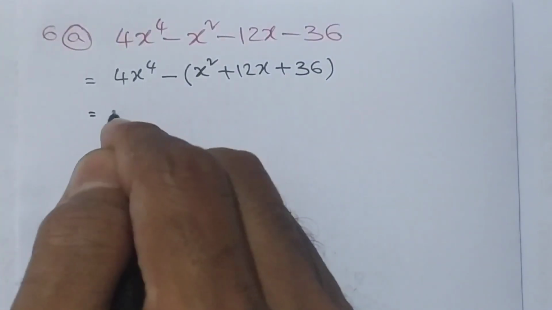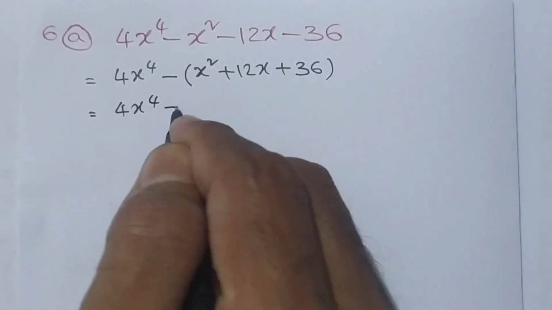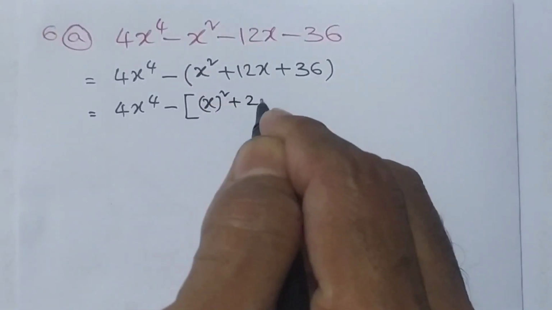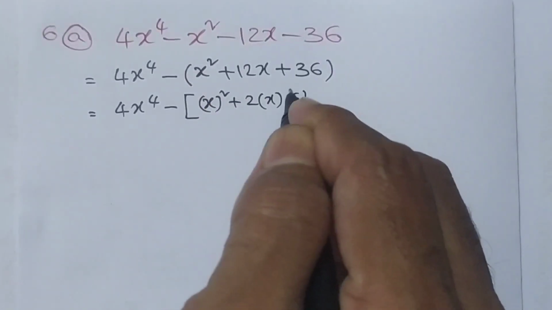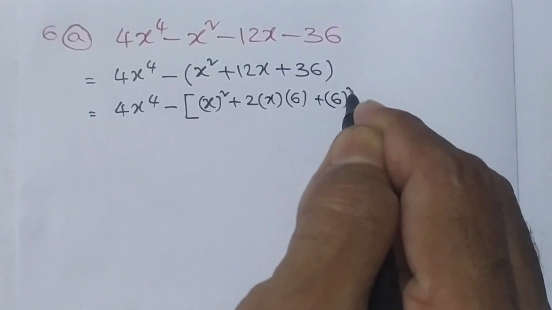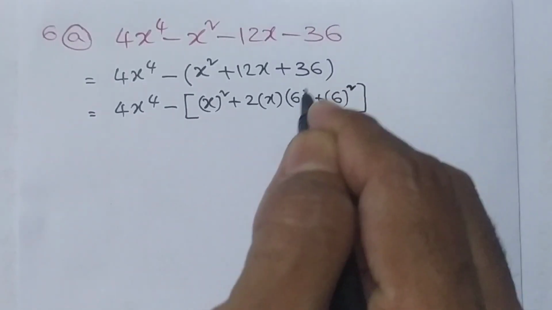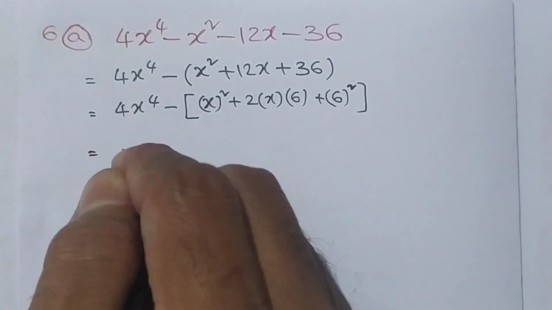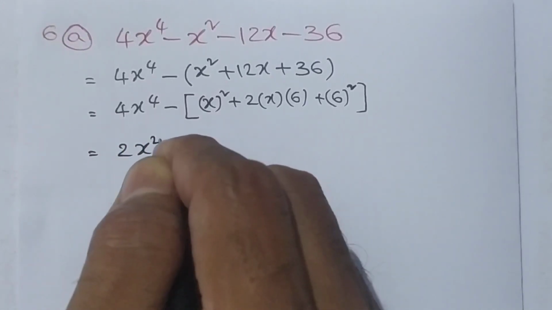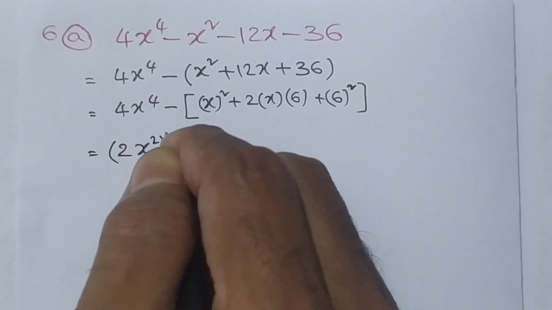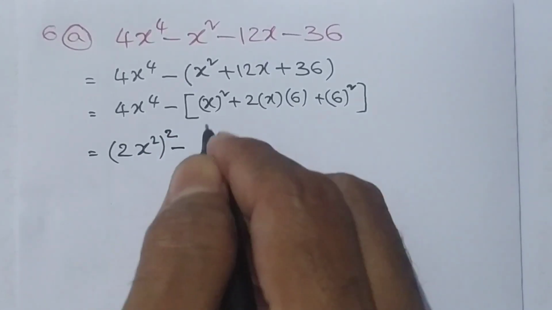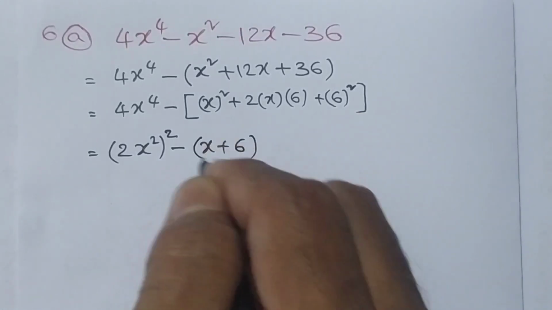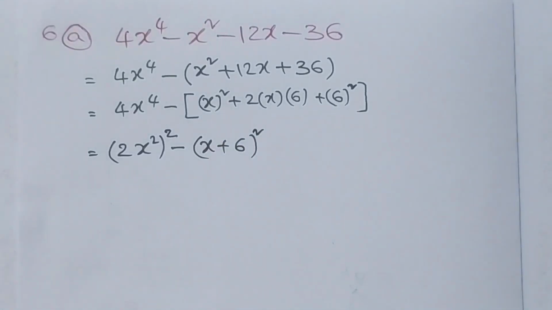Next, 4x power 4 I am writing as it is. Minus this I am writing as a square plus 2 into a into b plus b square. Is it clear? 6 square is 36, 2 into 6 is 12, so 12x will come, right? Now here this I am writing as 2 square x square for this entire term whole square. And this is a plus b whole square formula. This is a and this is b, so a plus b whole square, right?